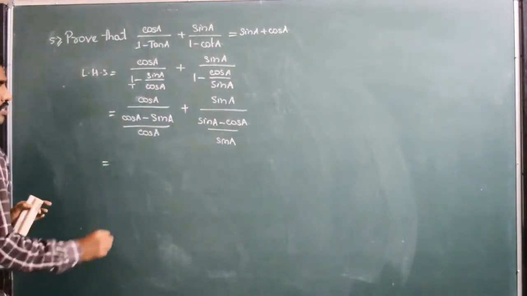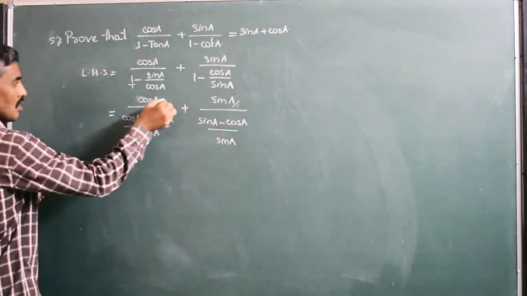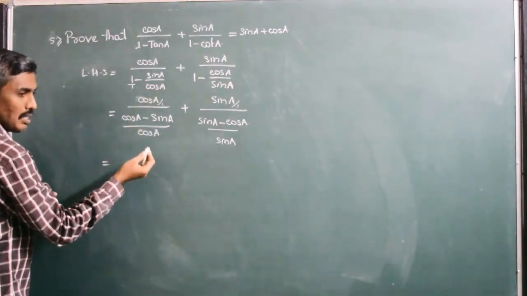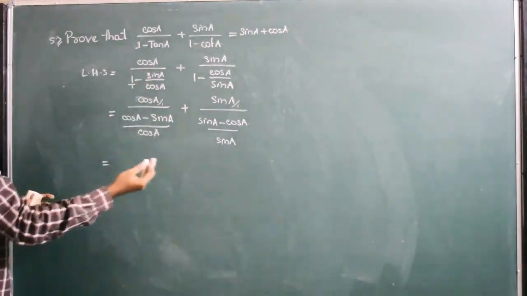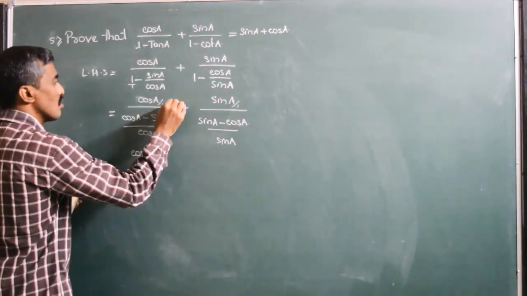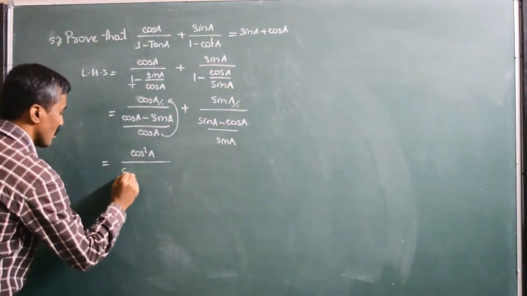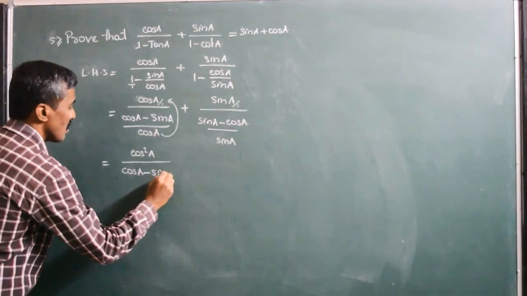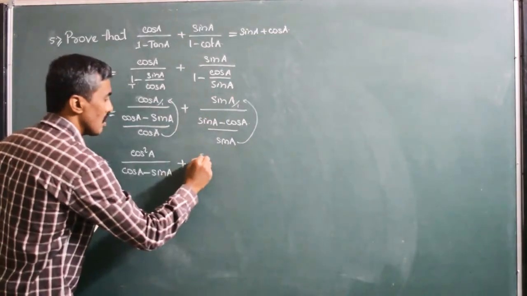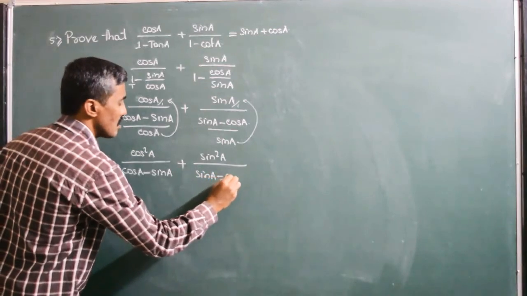The next step, so cos A can be written as cos A by 1, here sin A by 1. So then division of fraction, so then cos A by 1 into cos A by cos A minus sin A. So therefore it becomes cos square A. So this cos A goes to numerator. Cos A into cos A, cos square A divided by cos A minus sin A plus. So this sin A goes to numerator, then it becomes sin square A whole divided by sin A minus cos A.